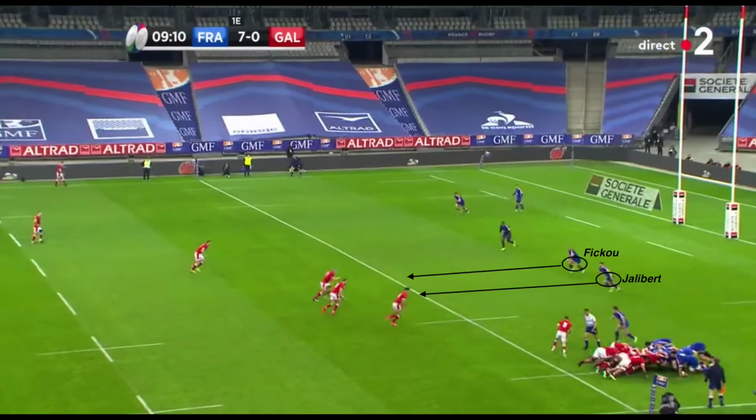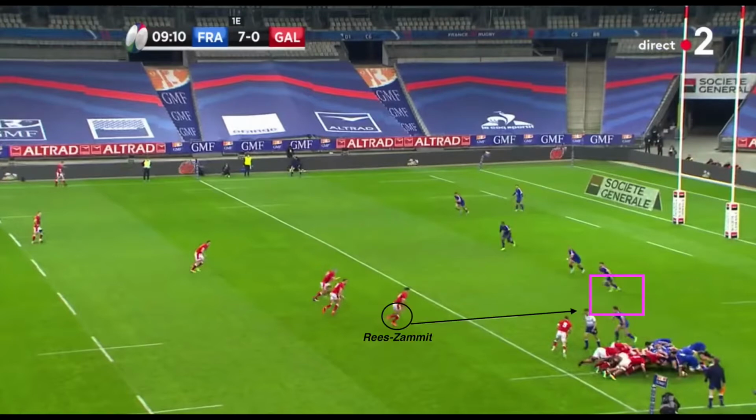But if we look at the French defence, we can see that Fickou and Jalibert aren't looking at him. They're looking at Biggar and Jonathan Davis. Louis Rees-Zammit spots this space between the 9 and the 10. And due to his rapid pace, is allowed to go through the gap because Dupont is focused on Davis.